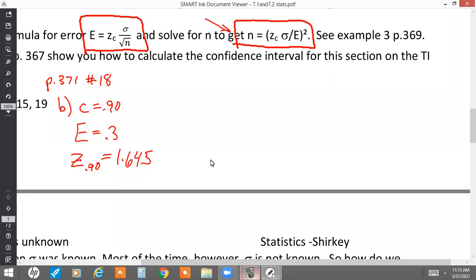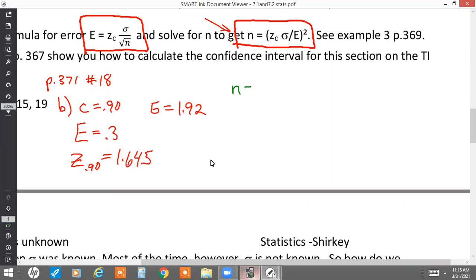So, what did I miss? Sigma. I forgot sigma. It was like 1 point something. What was it? 1.92. Okay. So that's all the given information that I need in order to calculate this.